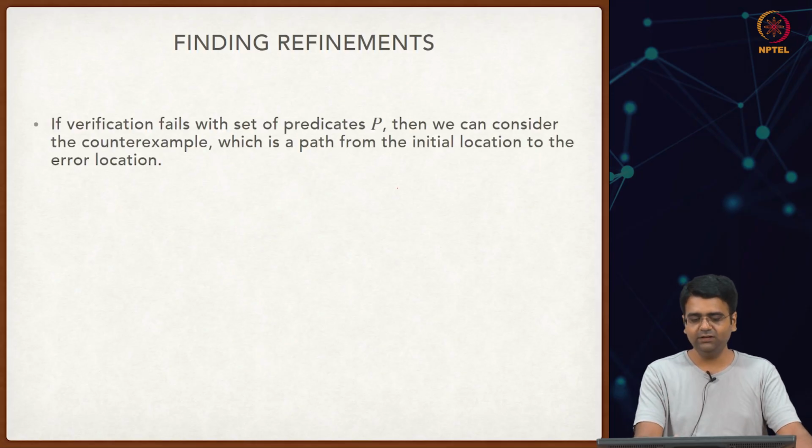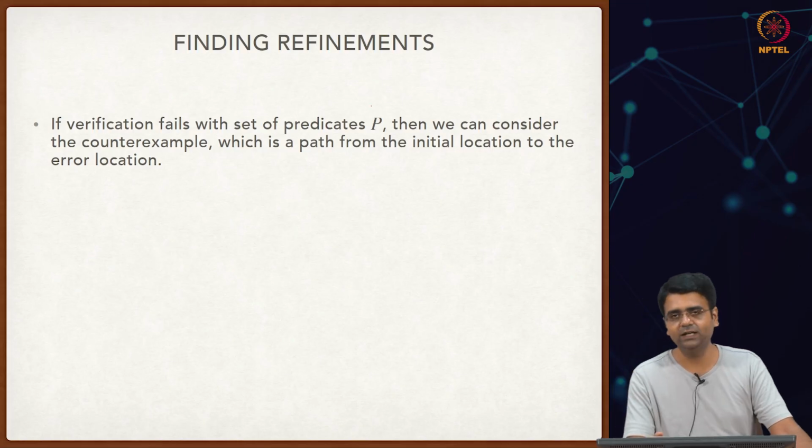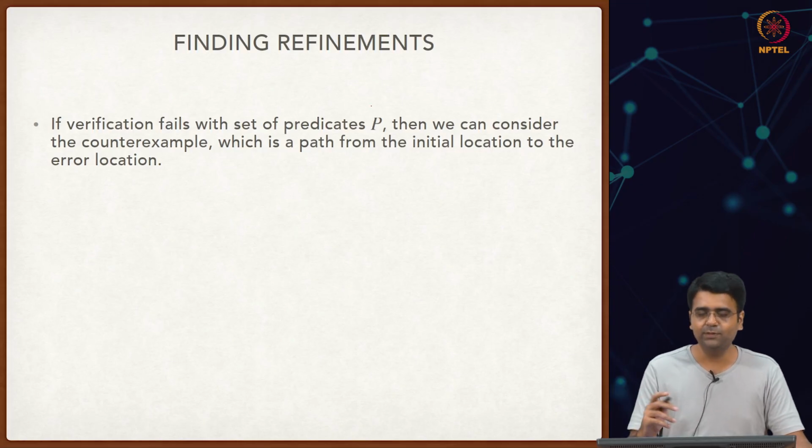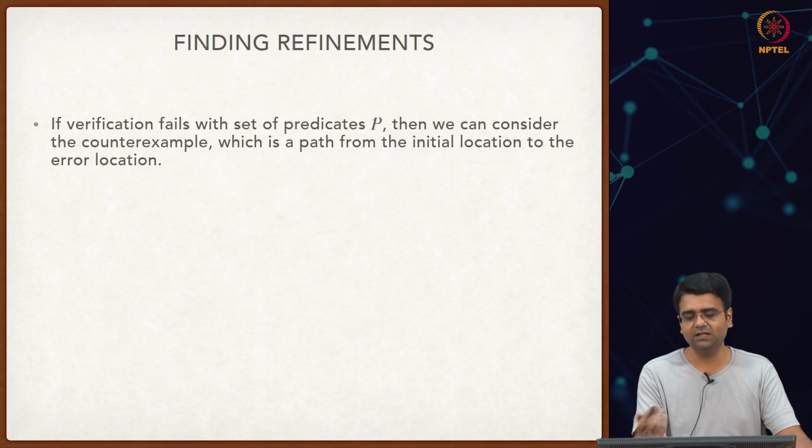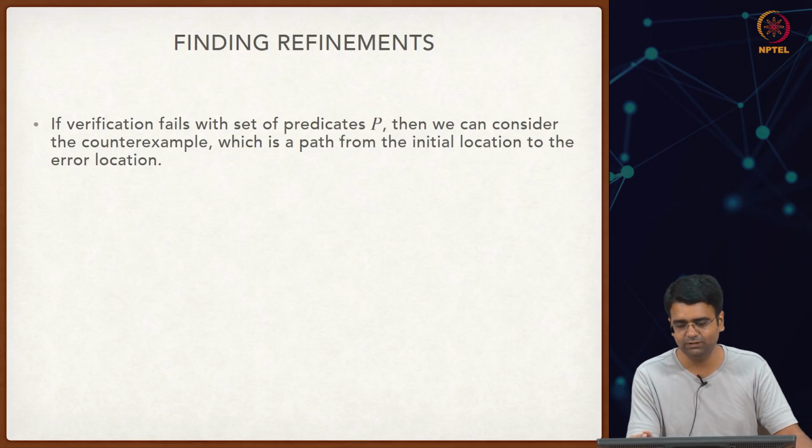If verification fails with some set of predicates P, meaning that you apply abstract model checking with the predicate abstraction domain parameterized by the set P, and suppose the abstract model checking algorithm returns a counterexample which is a path from the initial location to the error location.